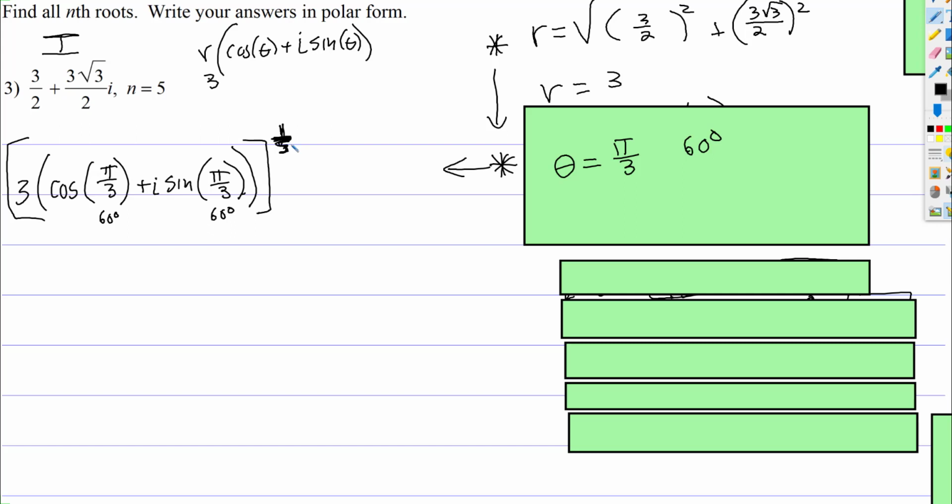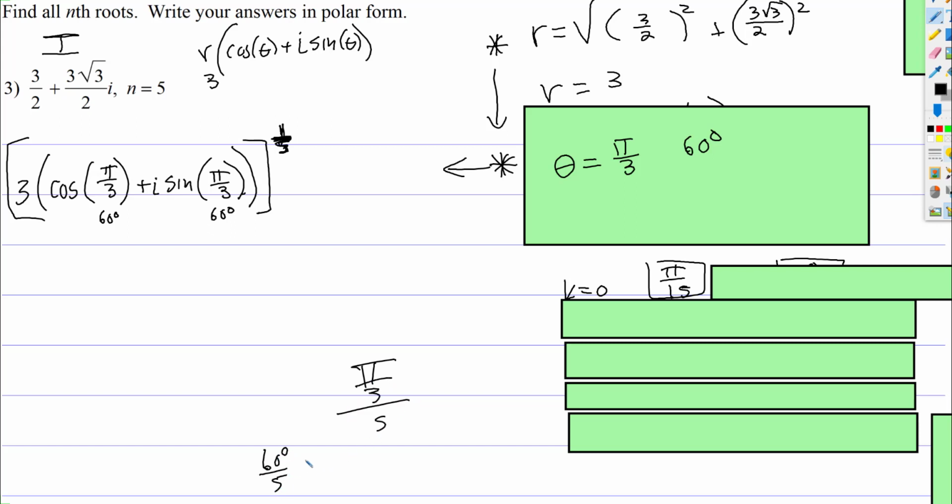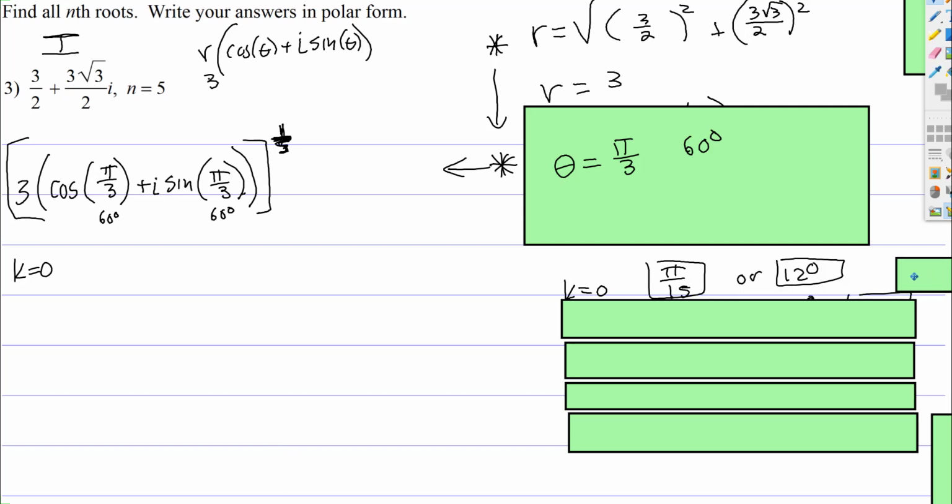Now you need to find the initial theta, right? So when k is equal to 0, we have pi thirds divided by 5, or you could do 60 degrees divided by 5. And so we multiply top and bottom by 1/5. So pi 15ths, when k is equal to 0, you're going to have pi 15ths in the parentheses. Or 12 degrees, 60 divided by 5 is 12 degrees. Then you have to find the pattern.